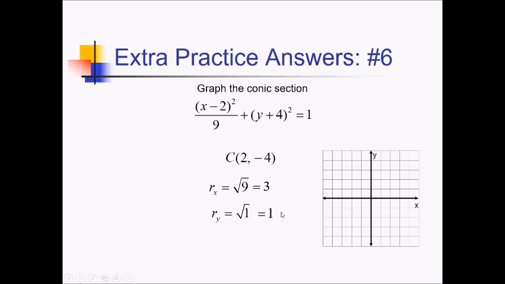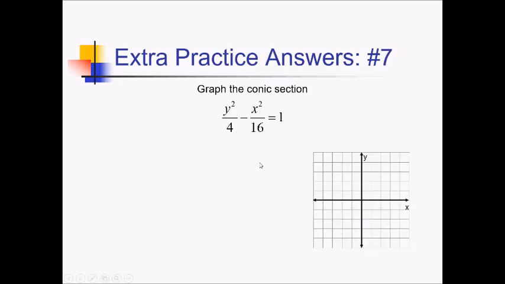And now let me do my graph. So let's see, if I'm at (2, -4), I think I can fit all that without making a scale of 2. So let's do it. (2, -4), and then we're going left 3 and right 3 based on the x radius, and then we're going up 1 and down 1 because of the y radius. So there's the ellipse.